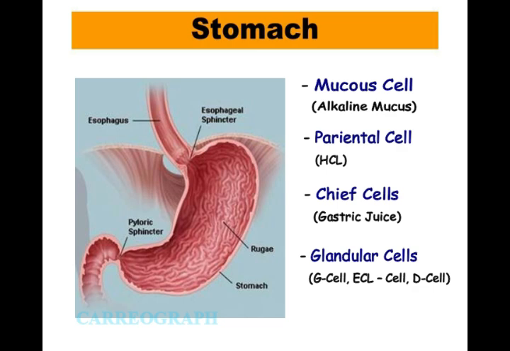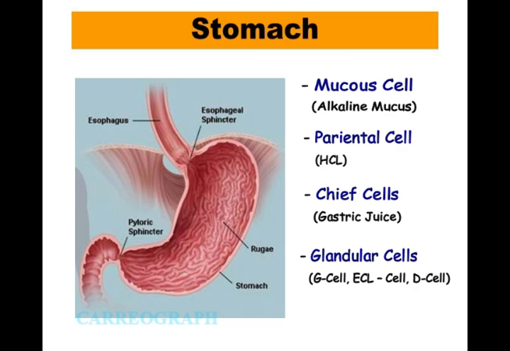See, how are this gastrin and histamine secreted? Our brain, which has the hypothalamus, releases a neurotransmitter called acetylcholine, which stimulates this G cell and ECL cell to produce gastrin and histamine. This gastrin and histamine stimulate the parietal cell to produce HCl. This is how these cells function.